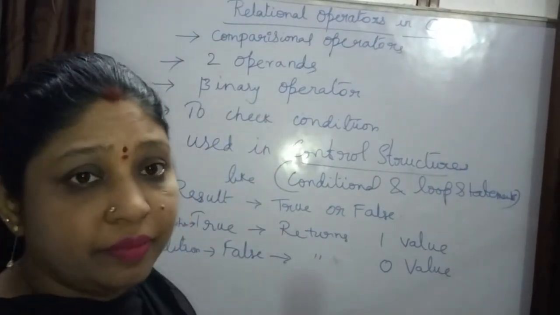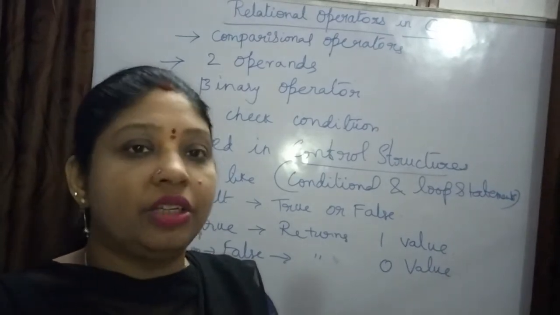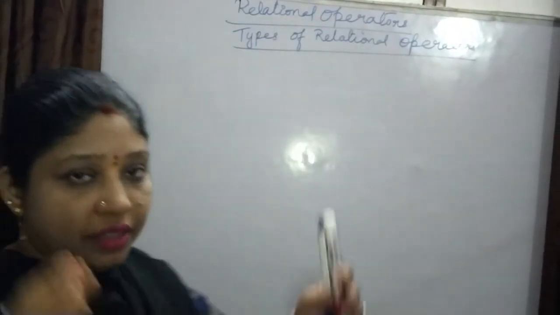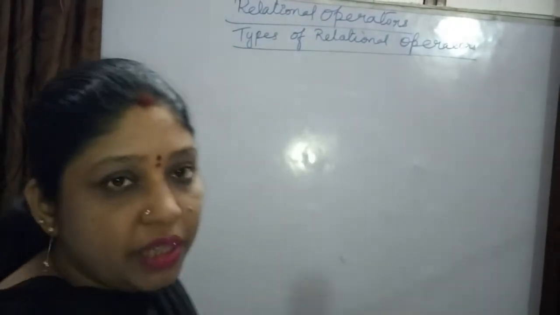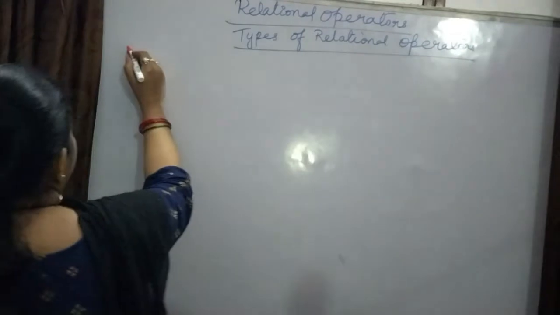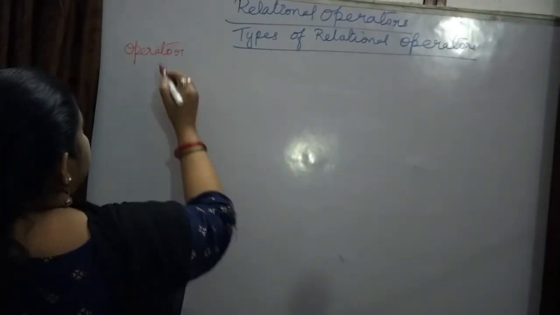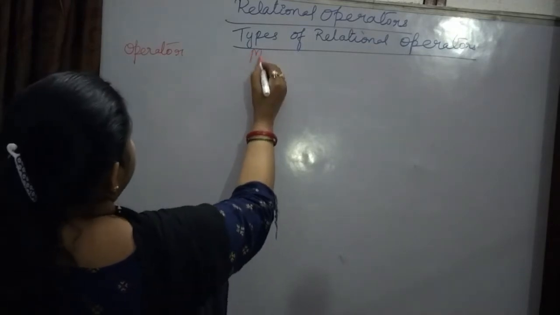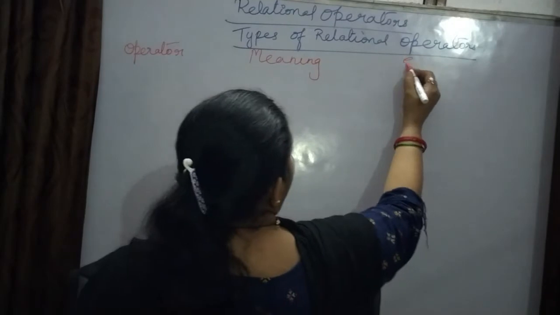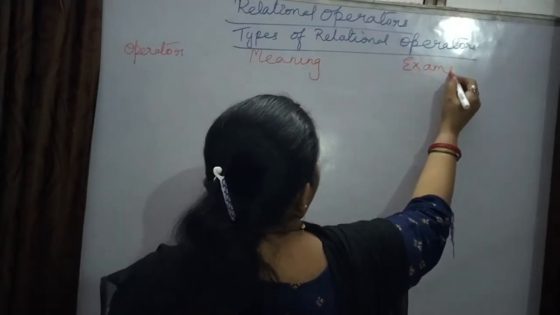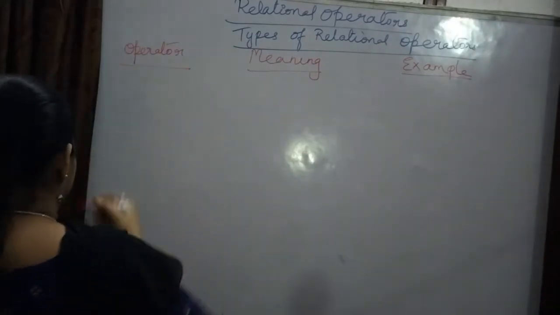Next, how many types of relational or comparison operators are there? I will write these operators in the form of a chart, so it will be easy for you to understand. First, what type of operators are there. Next, the meaning of that operator. Next, how you will use it in the program, in the form of an example.